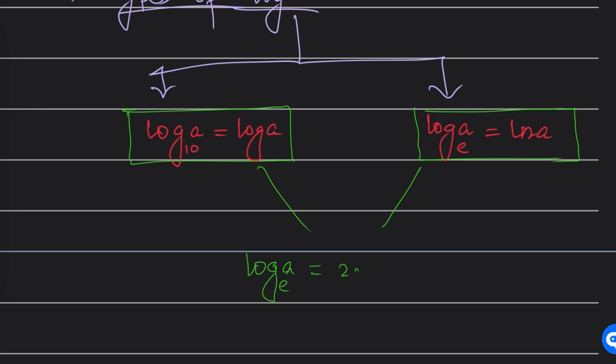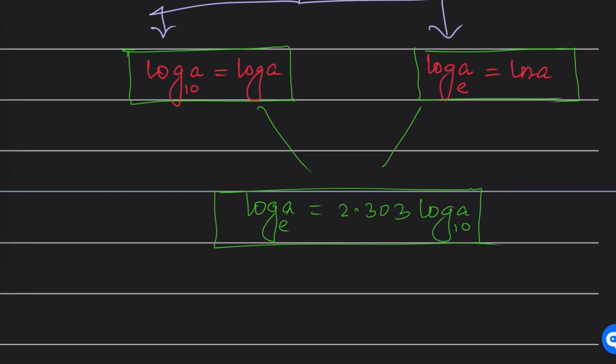Sir, it is 2.303 log of A to the base 10. This is the conversion factor, sir, you should remember. I told you, in most of the value books or questions, log values will be given in terms of 10. So how to convert in terms of e, sir?